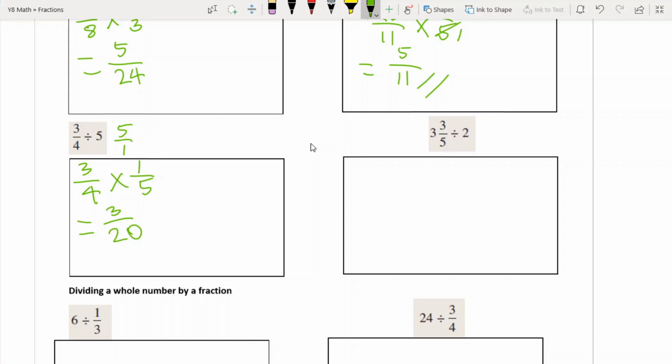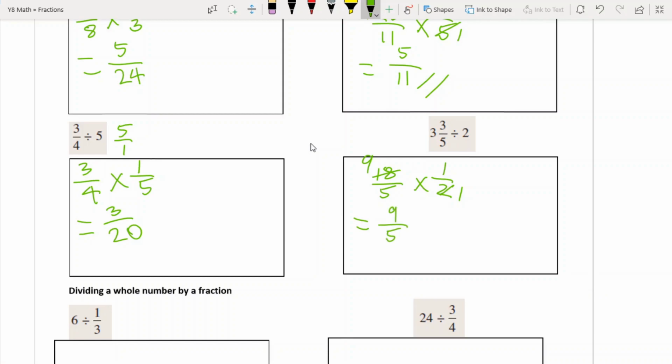This one here, make that a mixed number first. 3 times 5 gives us 15, plus 3, that is 18 over 5, times 1 over 2. Now the 18 and the 2 are both divisible by 2, so we cancel it out, which gives us 1. 18 divided by 2 gives us 9. So now we have 9 times 1 and 5 times 1, so we have 9 over 5.